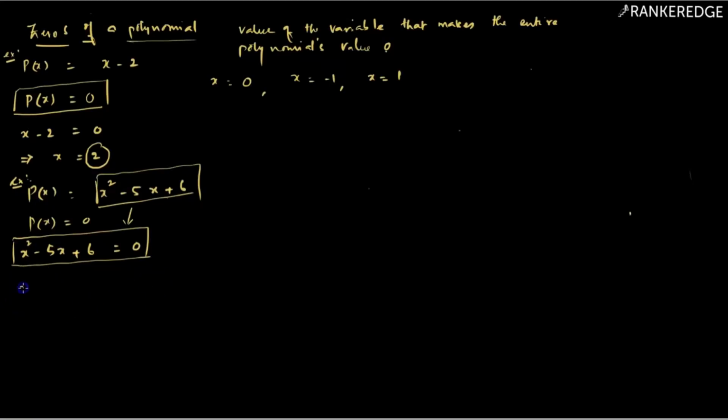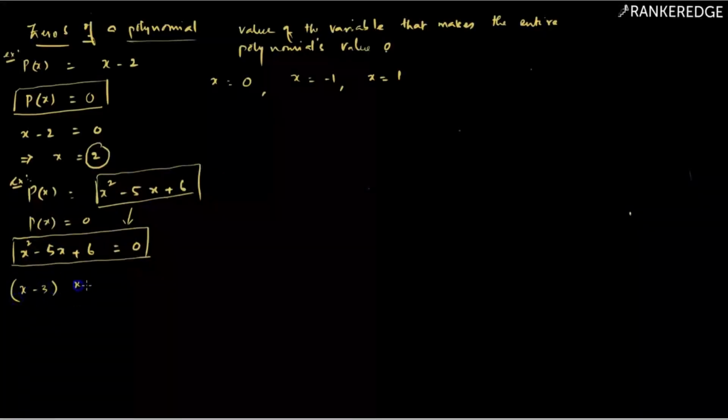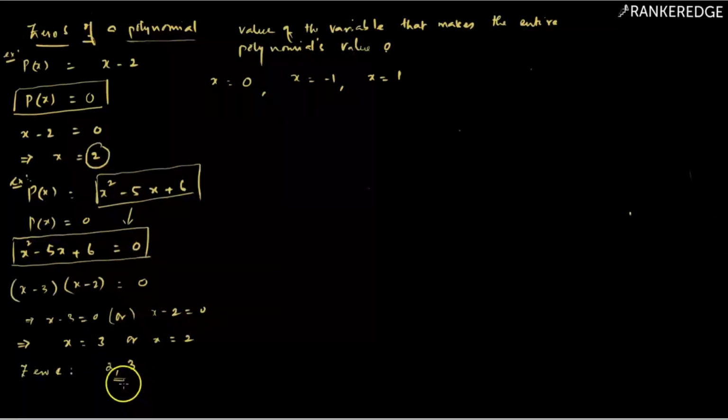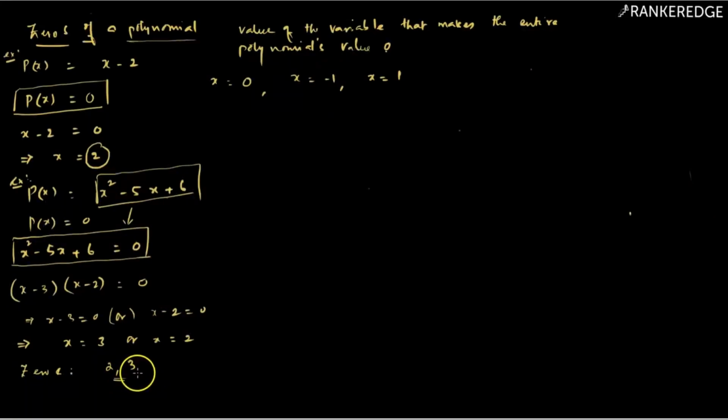So if I factorize this, what do I get? x minus 3 into x minus 2, that's equal to 0, which means that x minus 3 is equal to 0 or x minus 2 is equal to 0. That implies x is equal to 3 or x is equal to 2. So the zeros of the given polynomial p of x are 2, 3. You have to observe that the zeros of this polynomial, 2, 3, are nothing but the solutions to this equation that you get by setting p of x to 0.